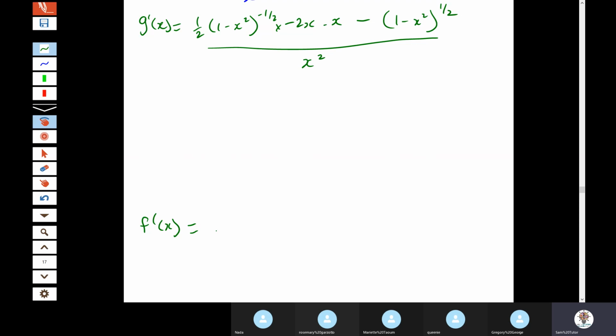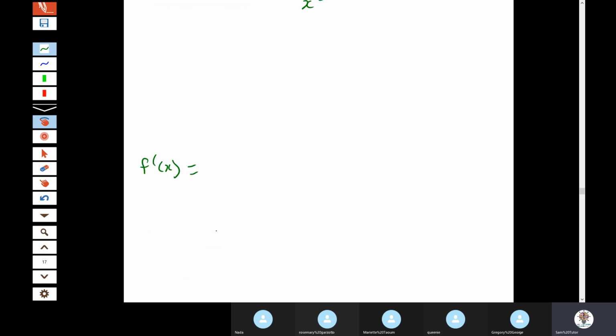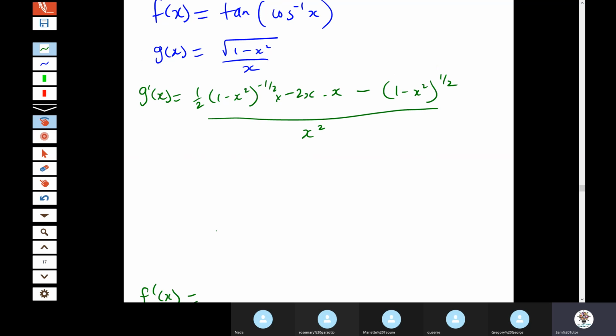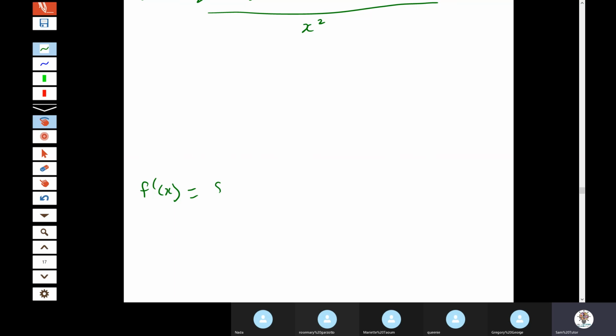That's the truth. Like, what if we actually have it? So tan inverse cos of x. Okay, what's the derivative of tan? So we have sec squared inverse cos of x times the derivative of inverse cos of x, which is negative 1 over square root 1 minus x squared.